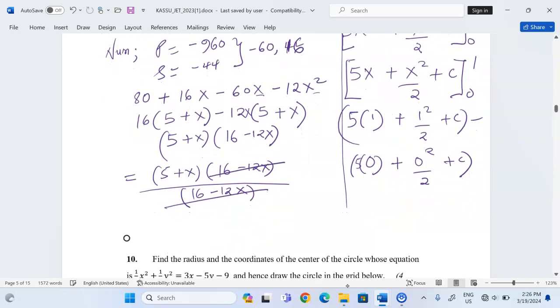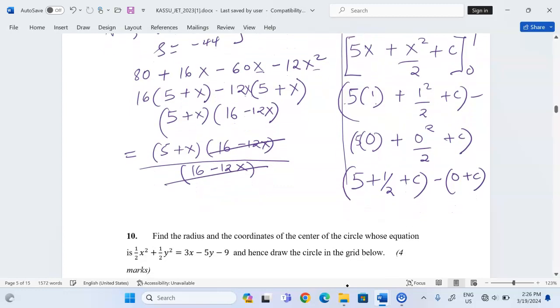So these can be simplified too. This is 5 and this is a half. So 5 plus a half plus a constant, minus 0 plus a constant. The constant of integration will cancel out because of the minus, and we remain with 5 and a half as the final answer.